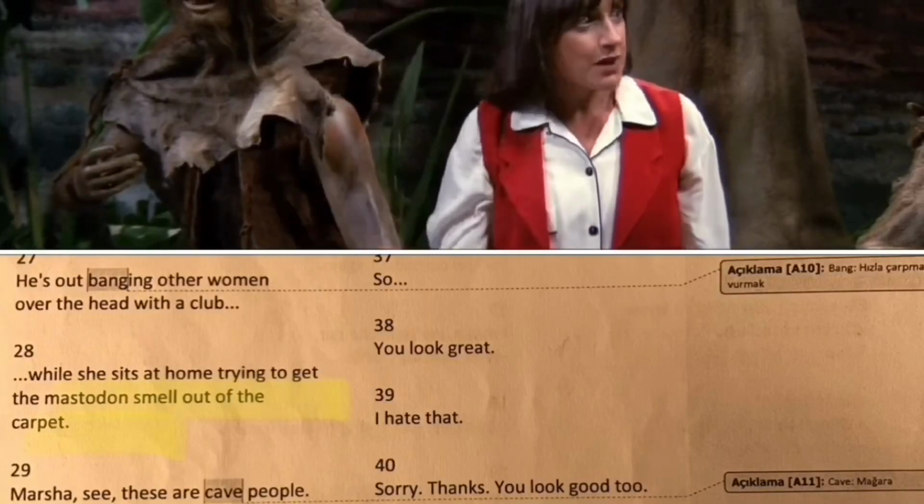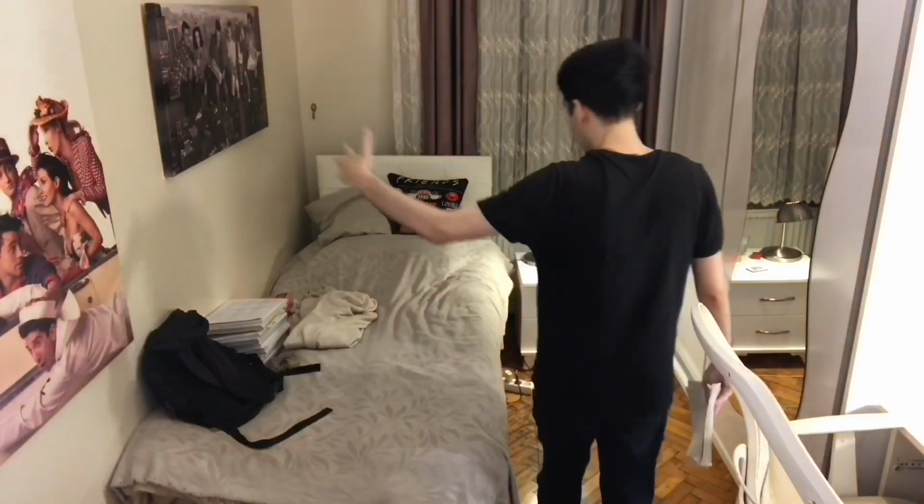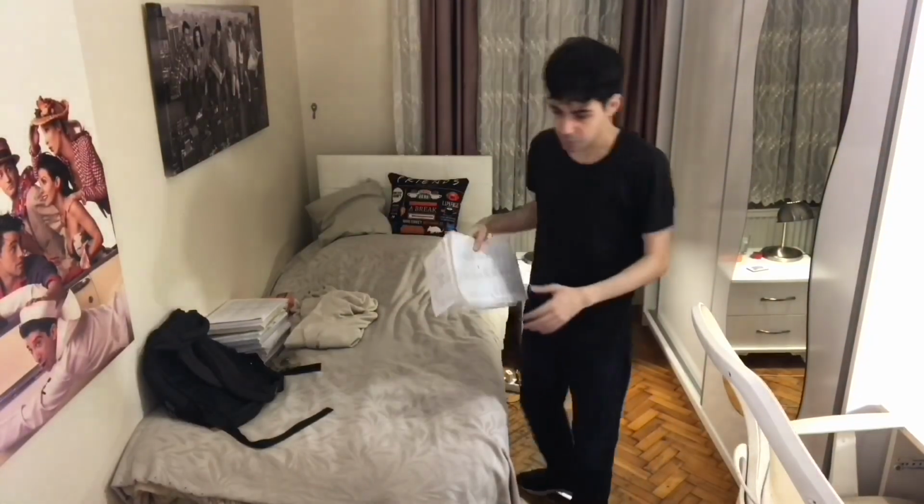The woman over the head with a club while she sits at home trying to get the mastodon smell out of the car. He's out. The woman over the head with a club.